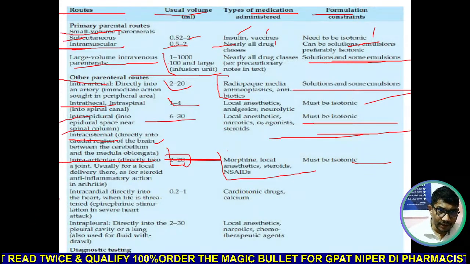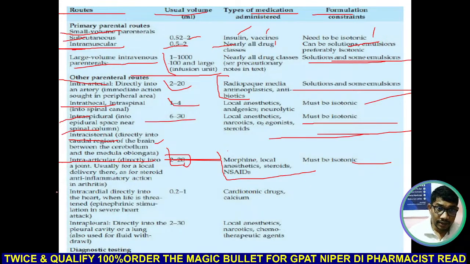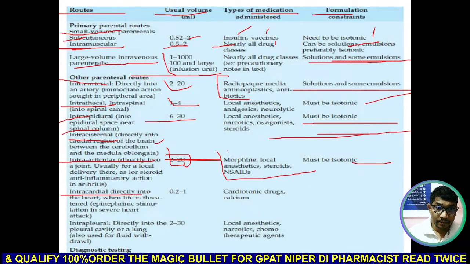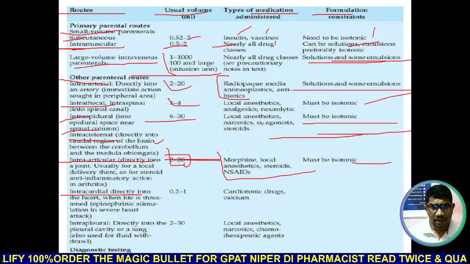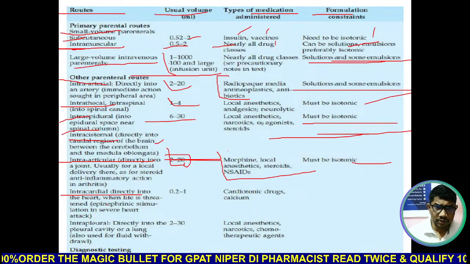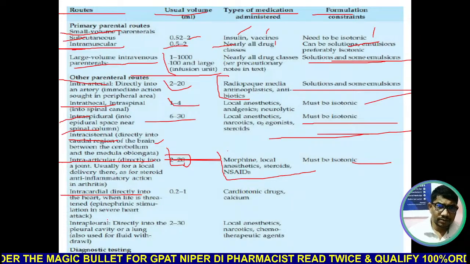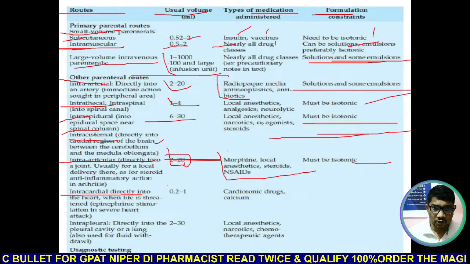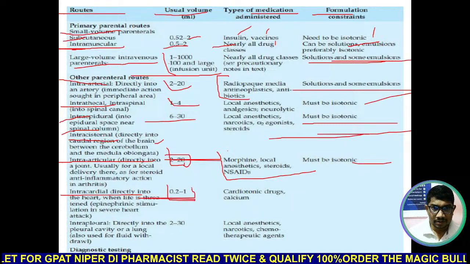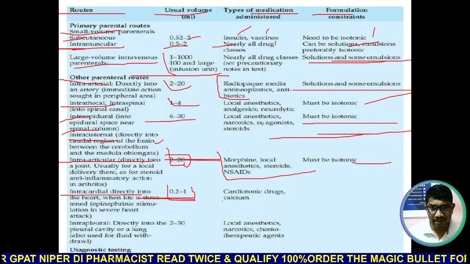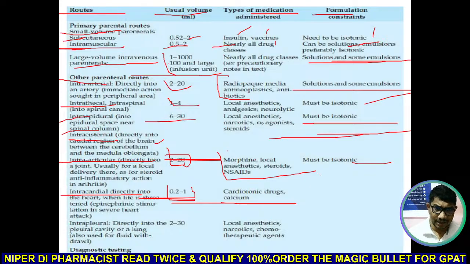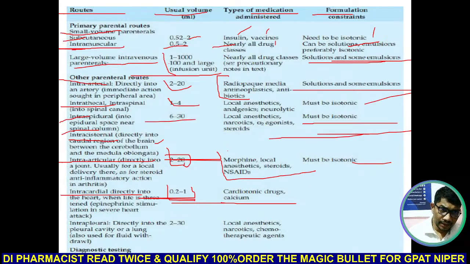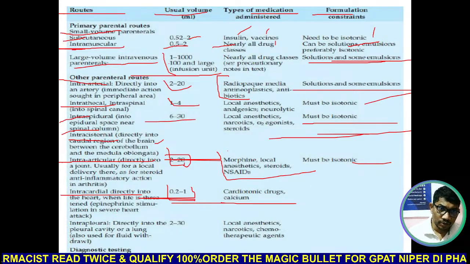Then होता है intracardial injection. Intracardial injection. So injection directly into the heart. So your adrenaline that is given by intracardiac route in case of heart failure. यहाँ पे 0.2 ml to 1 ml that can be injected. तो कौन से ड्रग देते हैं? कार्डियोटोनिक ड्रग्स एंड कैल्शियम.